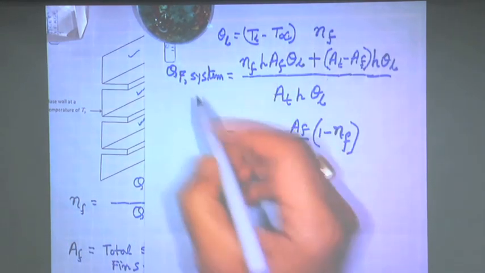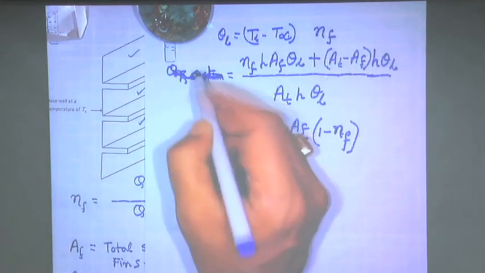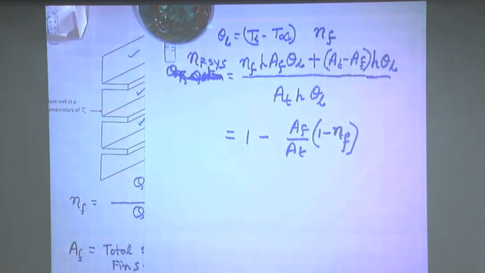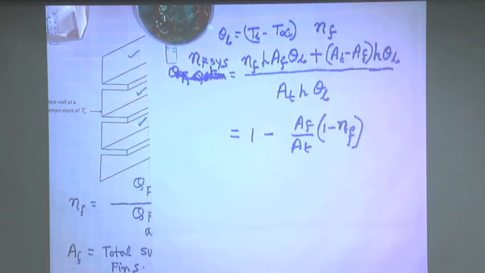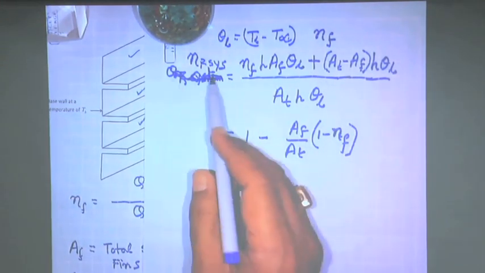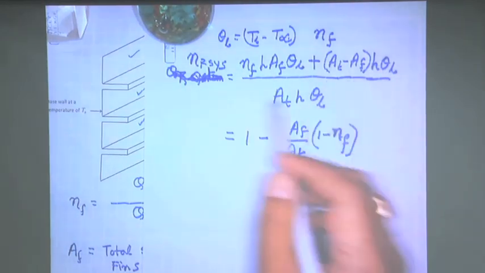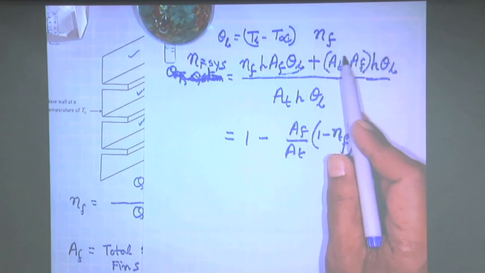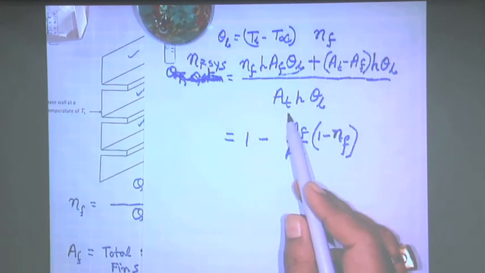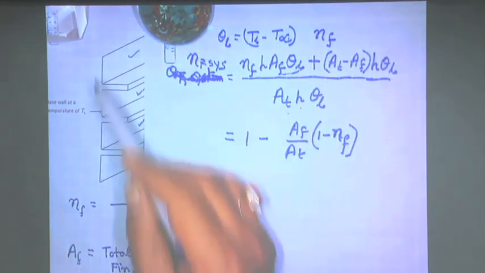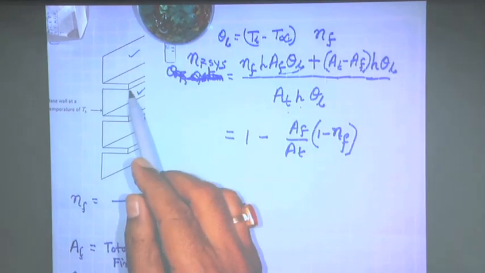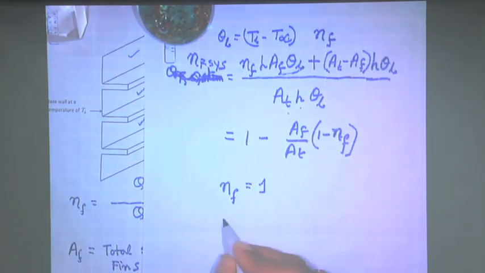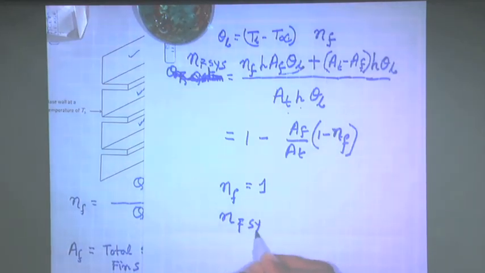Sorry, this will be the efficiency of the fin array system, not Qf. I first started to write this expression in the numerator, however it doesn't matter. The numerator is the Q, the heat transfer of the fin system, that is the heat transfer from the fins plus the heat transfer from the unfinned portion. So eta for the fin system is divided by AT h theta B, the heat transfer of the entire base with the fins when they are all at the temperature TB. So when eta F equals 1, eta fin system also equals 1.